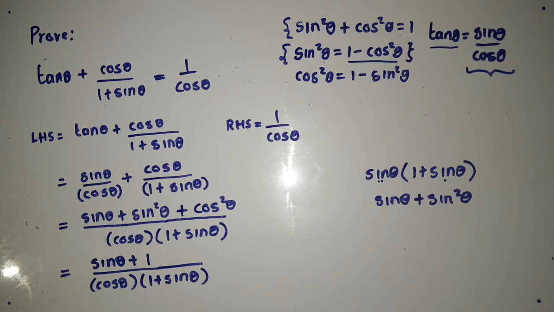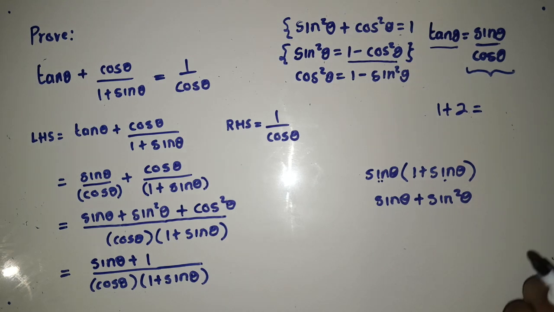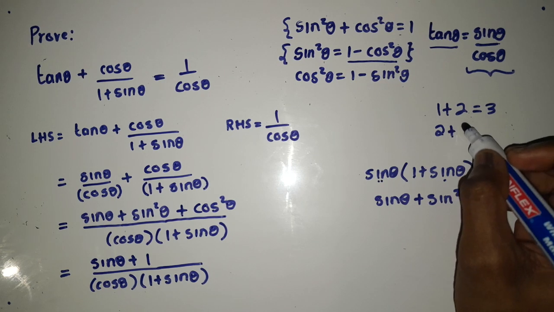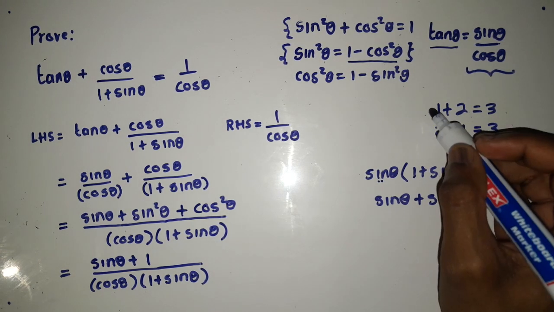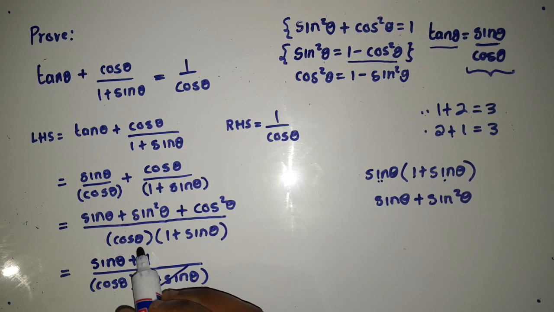You see? Then now if I were to give you this question, let's say 1 plus 2, and ask you the answer, you'd say the answer is 3. Same applies if I say 2 plus 1, the answer will be 3. Both things are the same. It's just the arrangement. Do you still remember the commutative property? You see, it's just the arrangement, but they are the same. It's like on this one, sine theta plus 1 is equal to 1 plus sine theta. They are the same. Then I'm going to cancel like this.